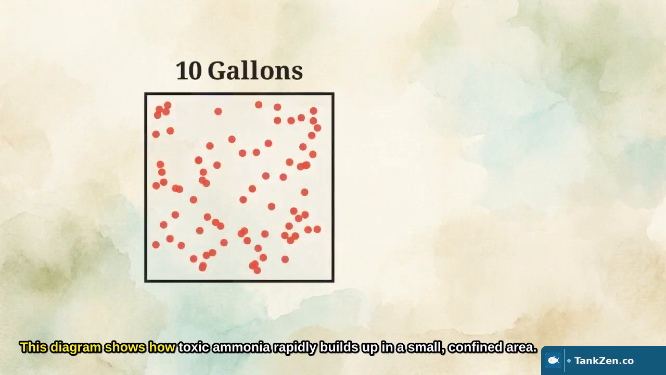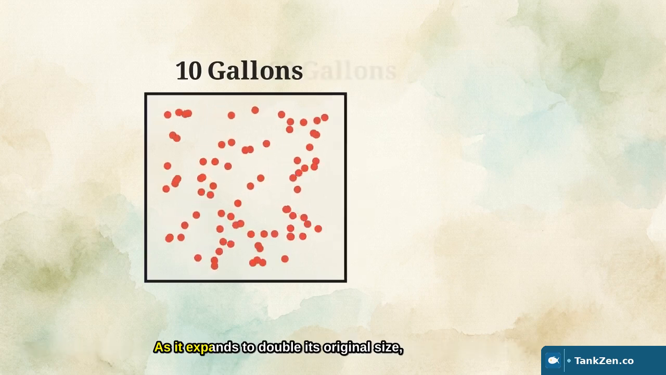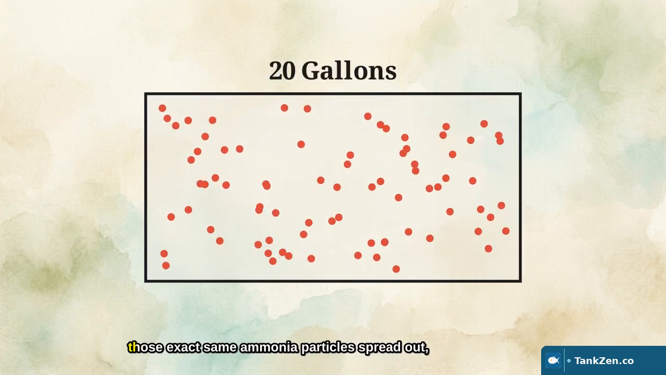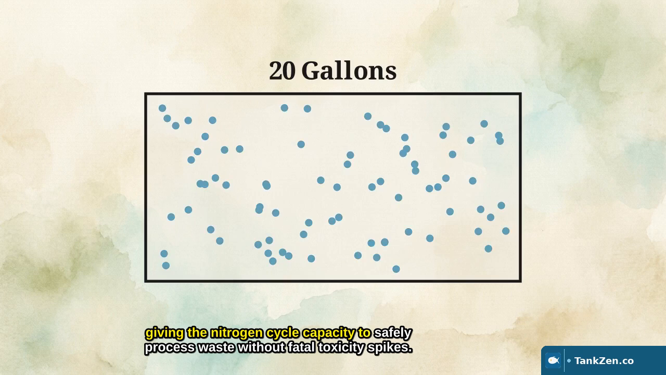This diagram shows how toxic ammonia rapidly builds up in a small, confined area. As it expands to double its original size, those exact same ammonia particles spread out, giving the nitrogen cycle capacity to safely process waste without fatal toxicity spikes.